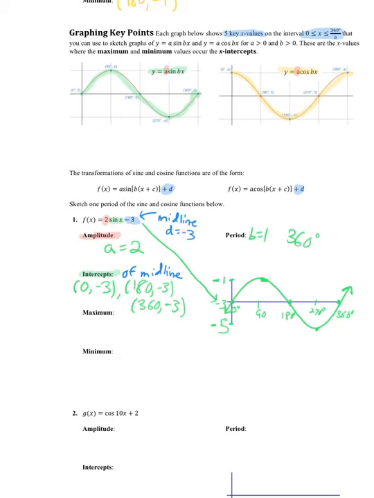The maximum value for this one, there's only one for this period of the function. It's going to be 90, negative 1. And the minimum value is 270, negative 5.